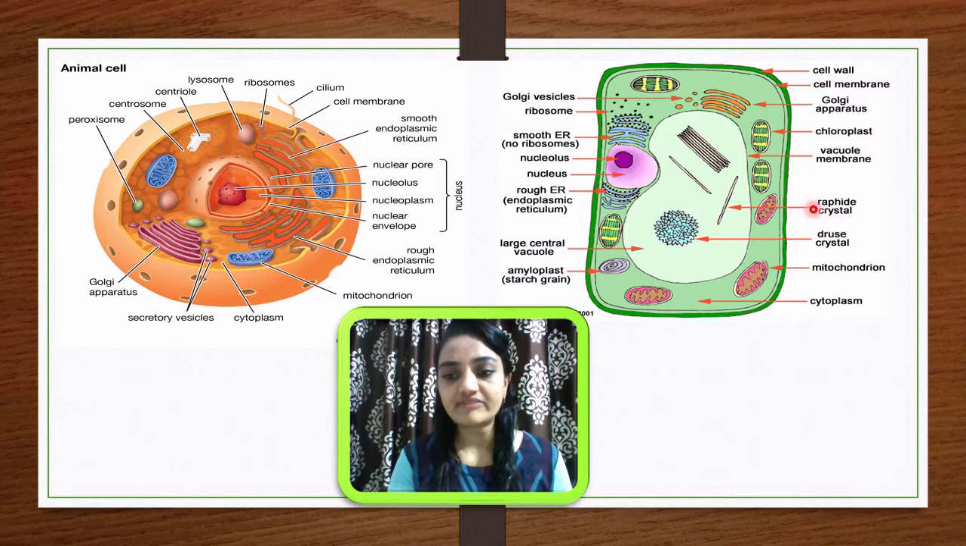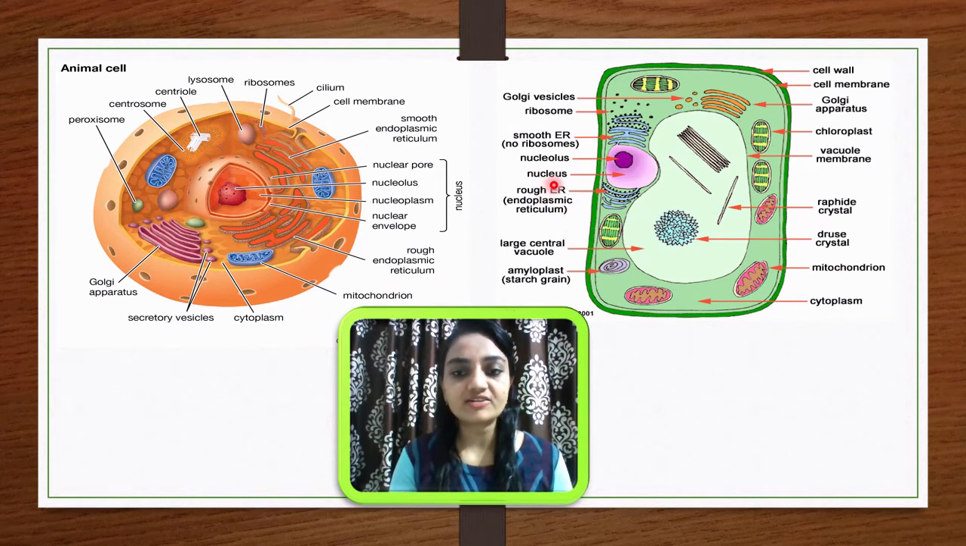Even graphite crystals and all that is present in the plant cell only. Drews crystal, okay, it is not present in the animal cell. Mitochondria is common, cytoplasm is also common. Then amyloplast, this is a starch grain which is stored inside the cytoplasm. It will not be present in the animal cell. Large central vacuole; rough endoplasmic reticulum is common in between these two.